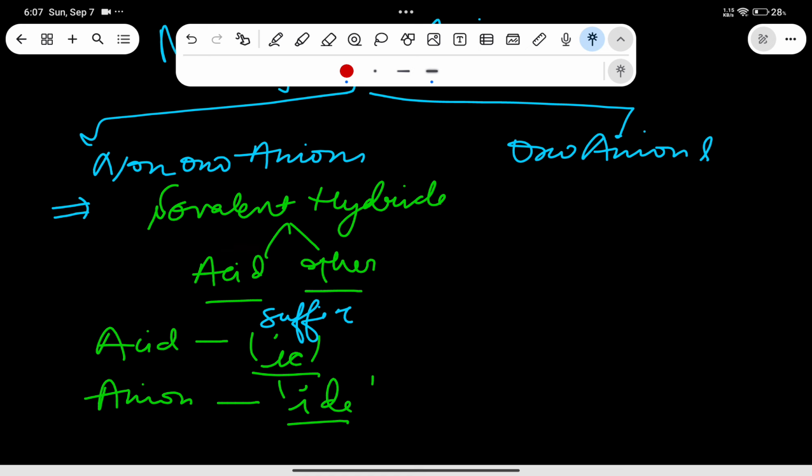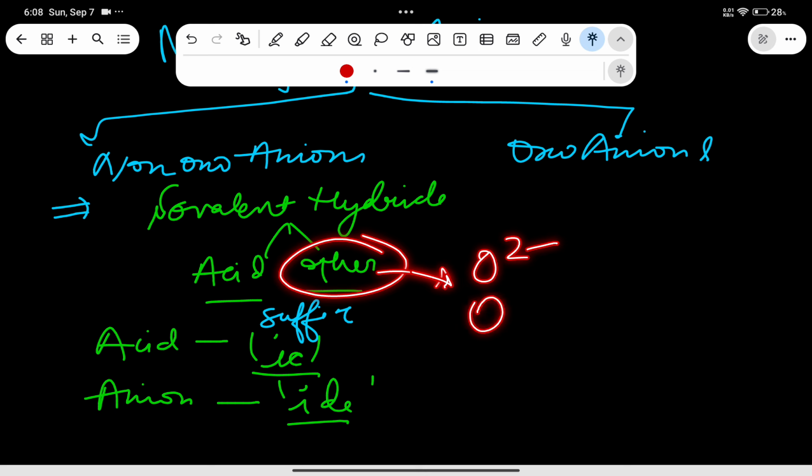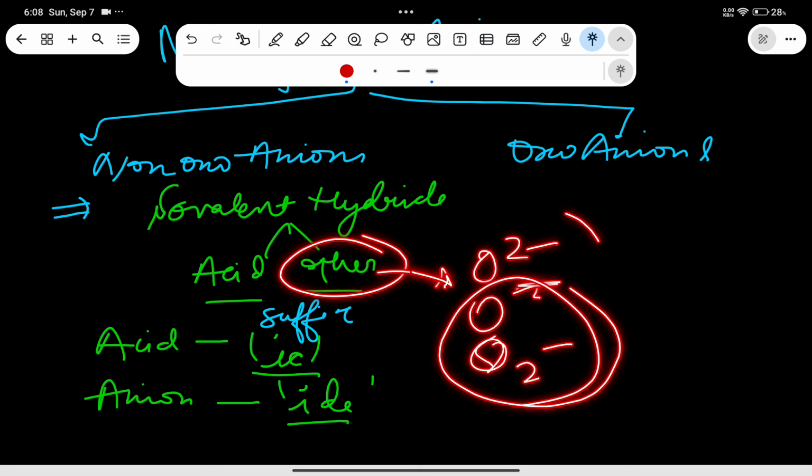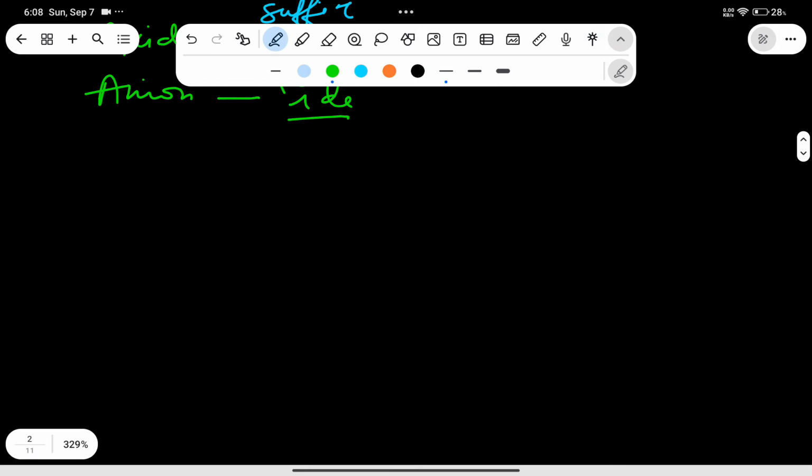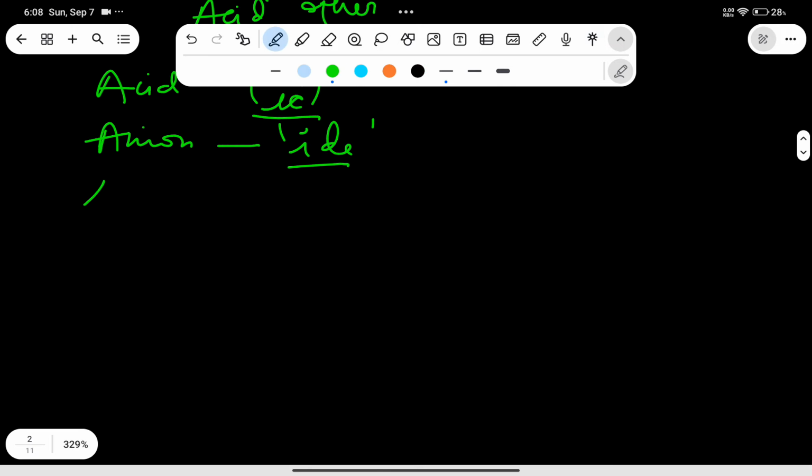But acid is just one part of the picture; the other part is other ions also. What do I mean by other ions? Other ions means, for example, the oxide ion, peroxide ion, and superoxide ion. We'll talk about these also, just wait.